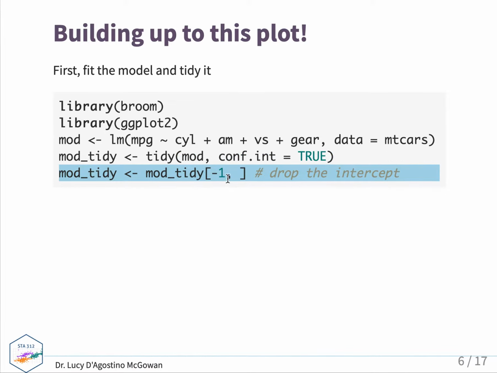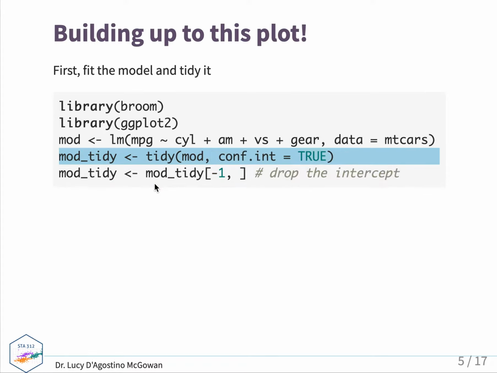And now I'm going to drop the first row. And the first row, if you take a look at this mod.tidy object, if you're running this code along with me, you'll notice that first row is the intercept. That's always going to be the case when you use the tidy function. If you have a model with an intercept, the first row will be that intercept.